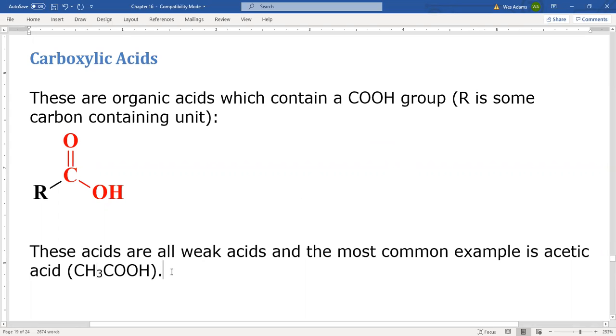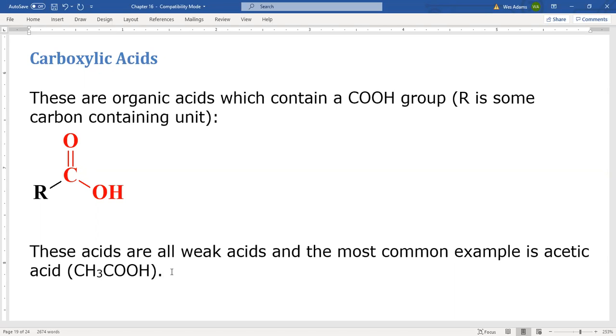The COOH is a carbon double bonded to oxygen, and single bonded to an OH group, where you've got an oxygen single bonded to a hydrogen in that group. These are all weak acids, and only the hydrogen attached to the oxygen is the one that ionizes.